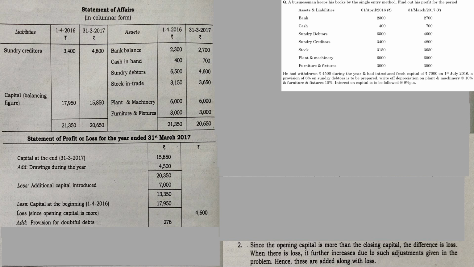So here in the question it is said that a provision of 6% of debtors is to be prepared. So in this question there are two debtors. Which debtors has to be taken? That is the confusion. Don't worry, take the closing balance, that is 4,600. 4,600 into 6%, you will get 276.